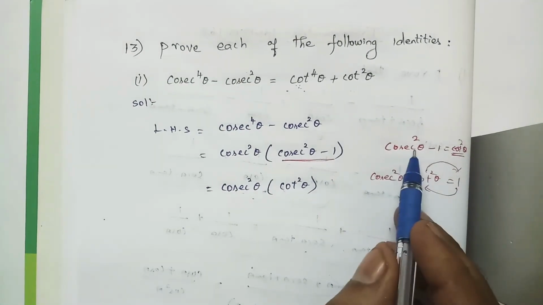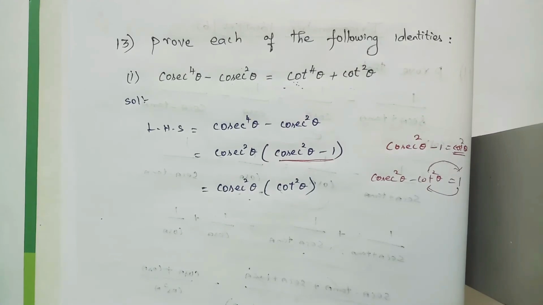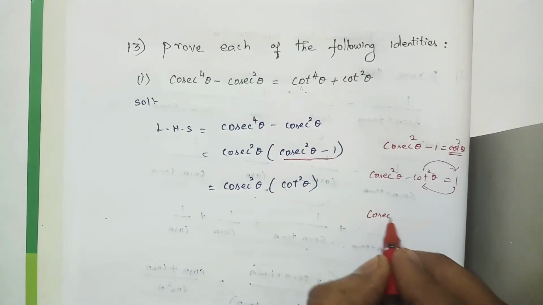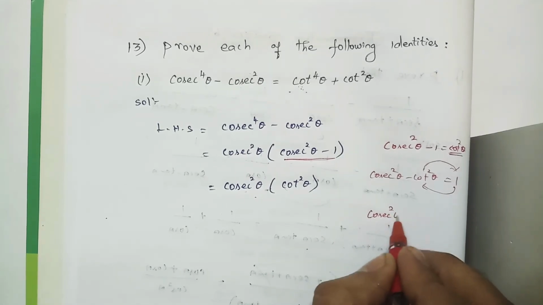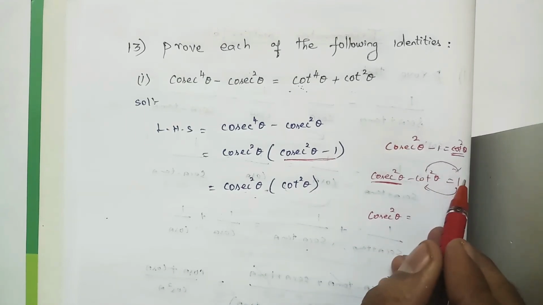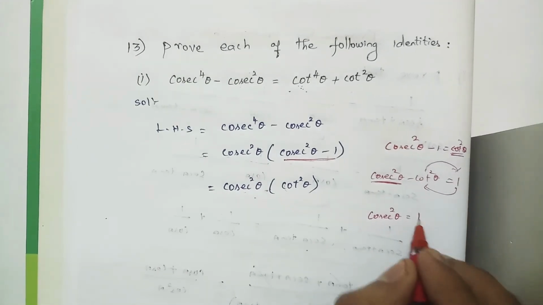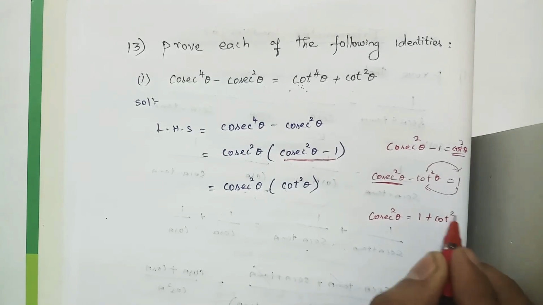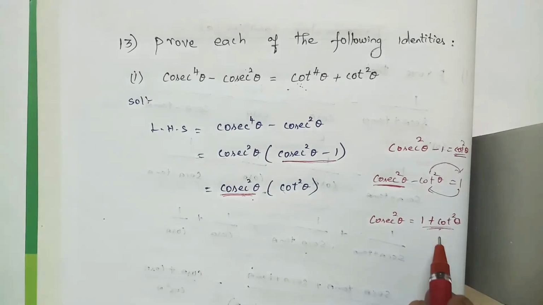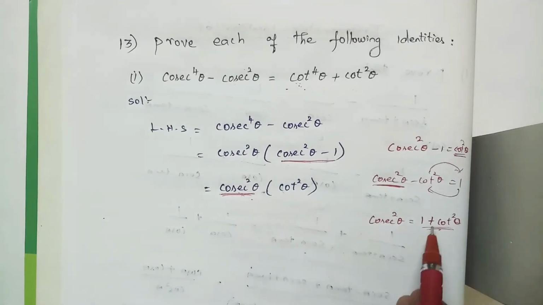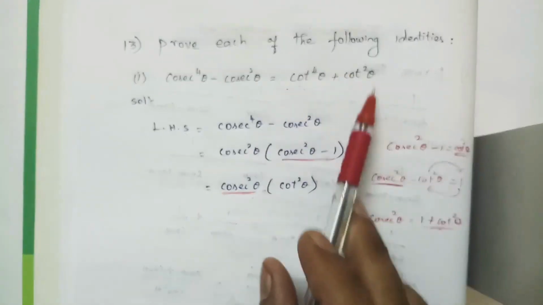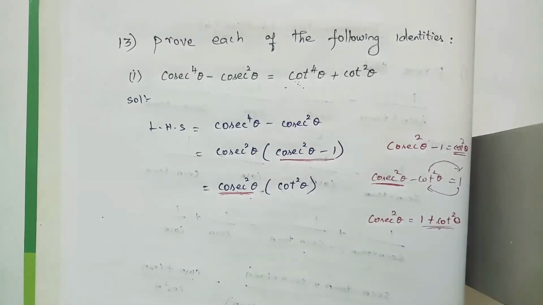By using the trigonometric identity, I am writing cosec square theta in terms of cot square theta. Cosec square theta is equal to, taking minus cot square theta to the RHS, 1 plus cot square theta. So instead of this cosec square theta, I am going to substitute 1 plus cot square theta. Why am I converting cosec square theta in terms of 1 plus cot square theta? Because the RHS is in the form of cot. That's why I am converting in terms of cot.